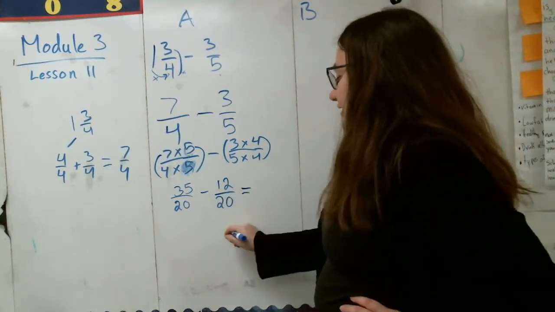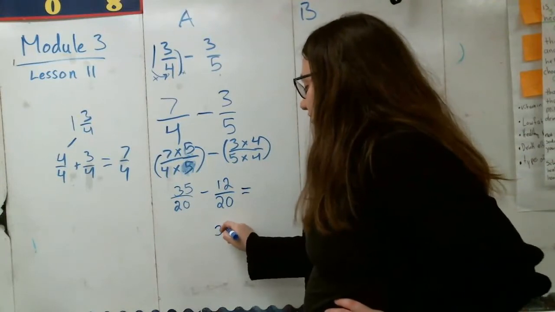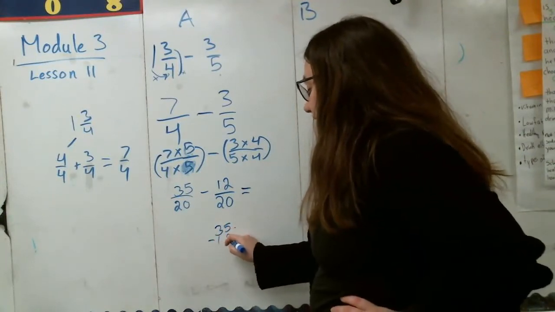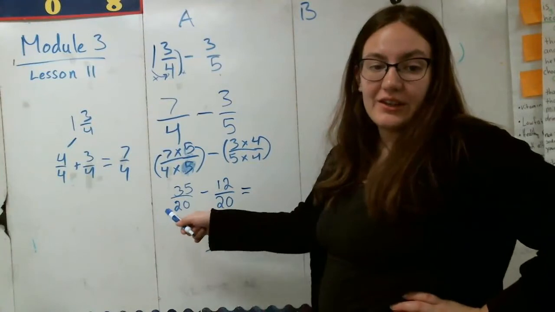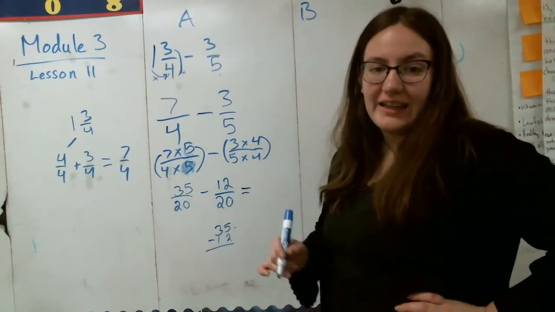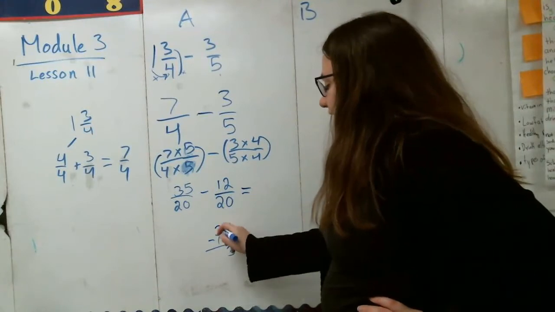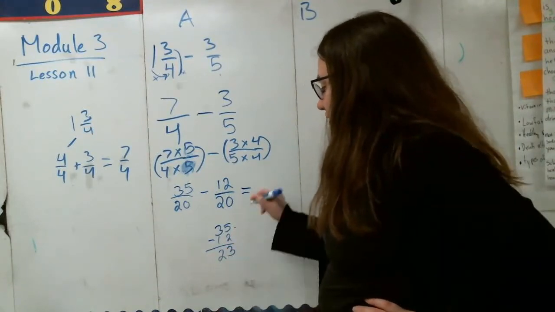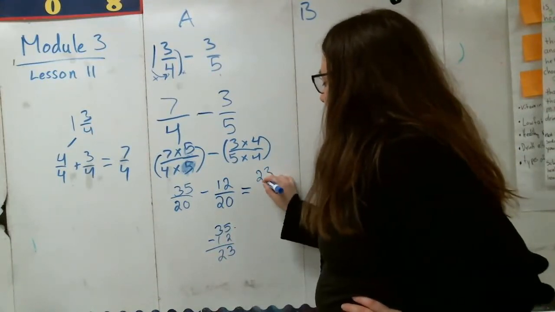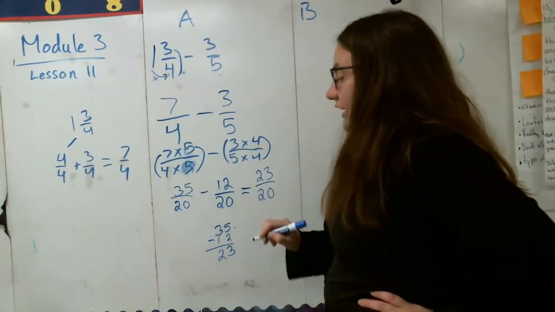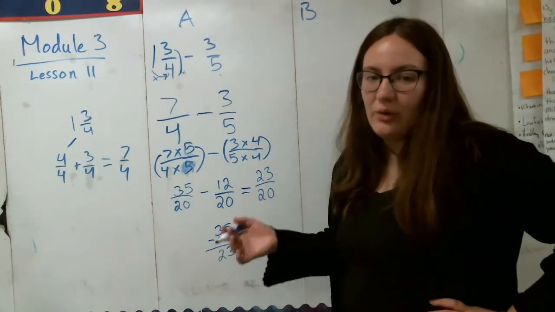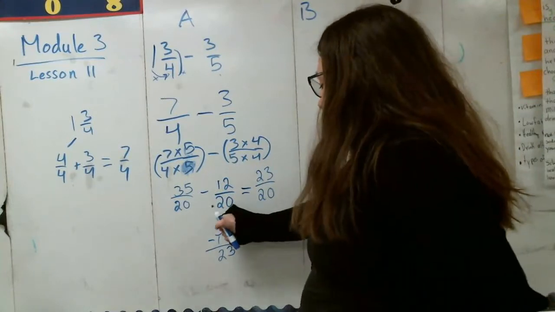For this one, if you want to, you can set up a little standard algorithm to help you solve, because I know subtracting horizontally like that can be a little bit difficult. So 5 minus 2 will give us 3, and 3 minus 1 will give me 2. So I now have an almost final answer, 23/20. Remember, we usually don't like those improper fractions.